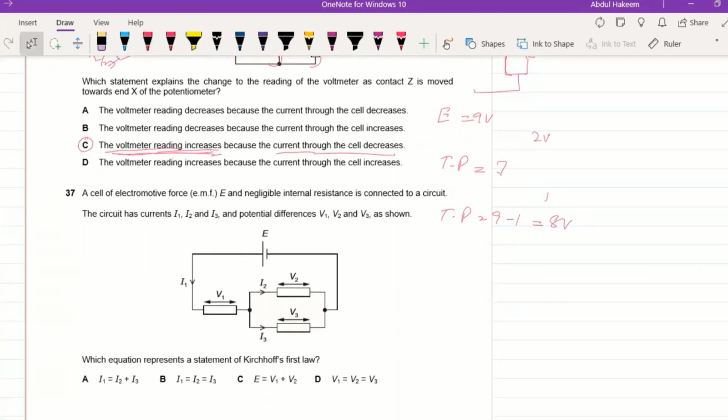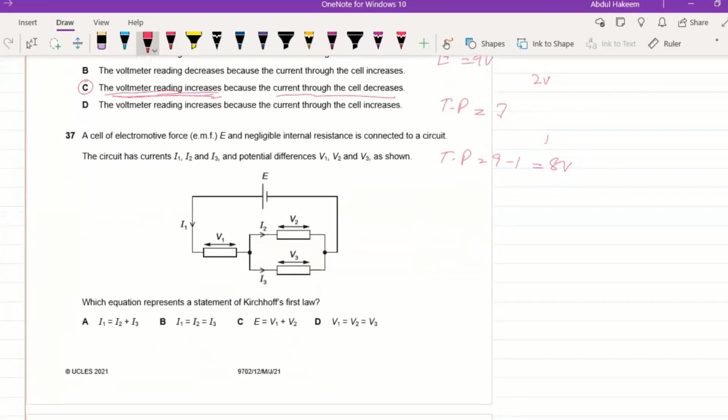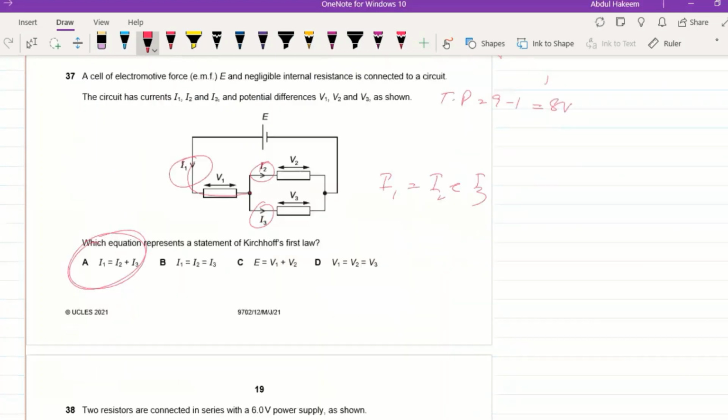Now move to question number 37. It's simple. A cell of EMF E and negligible internal resistance is connected to the circuit. The circuit has currents I1, I2, I3 and potentials V1, V2 and V3. Which equation represents a statement of Kirchhoff's first law? Kirchhoff's first law is: the sum of the currents entering the junction is equal to the sum of the currents leaving the junction. So the current entering the junction is I1 and the ones leaving are these. So we will write I1 equals I2 plus I3. So that is the answer, a simple one.